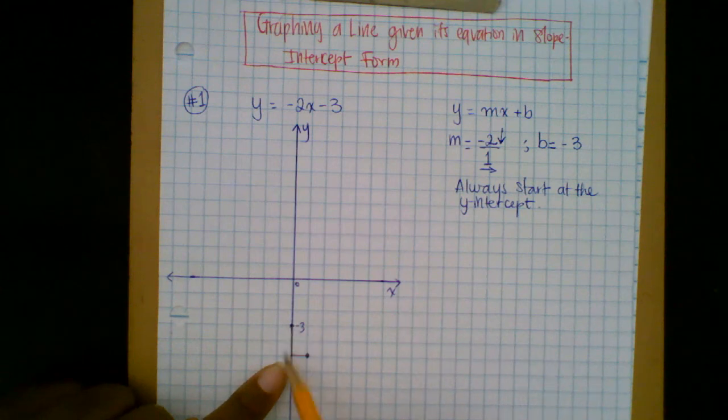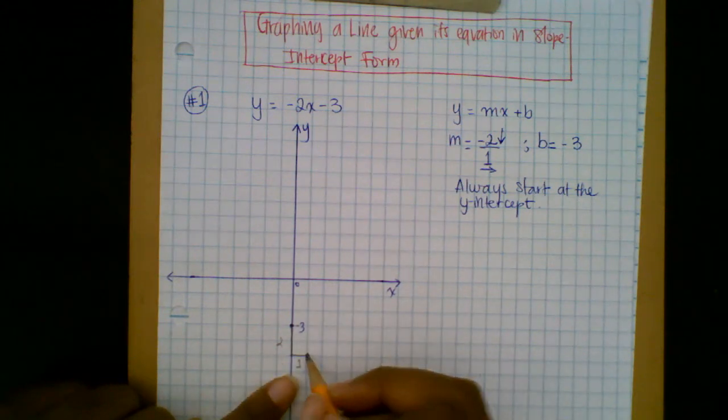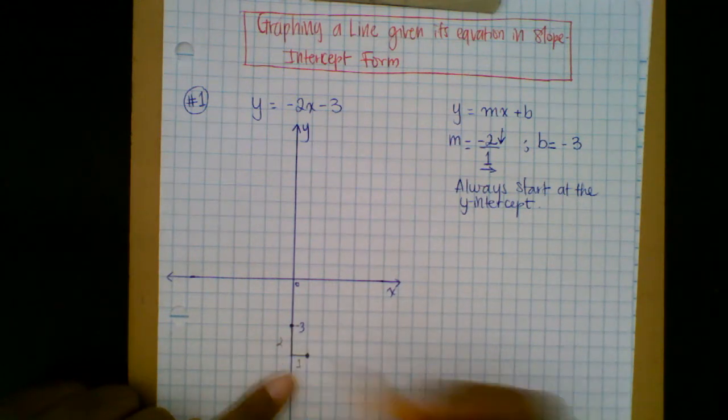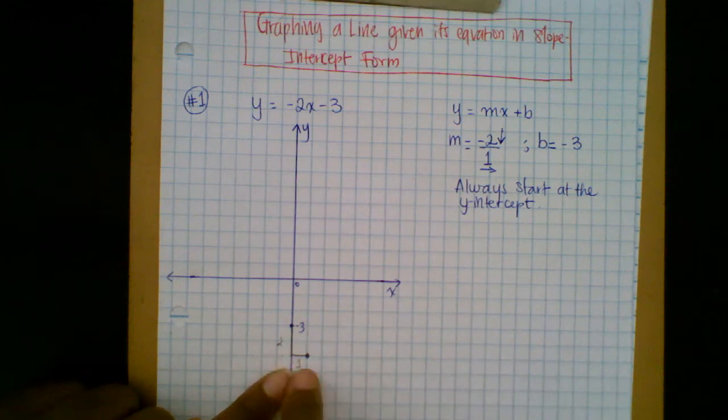I'm going down 2 and moving to the right 1. So I'm going down 2 and to the right 1. So then I place my dot. Okay, I have to make sure I go down 2 and then move to the right 1. Then I place my dot.